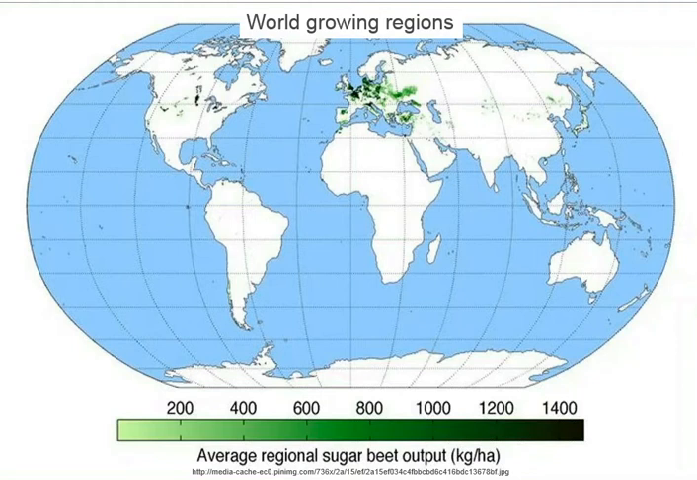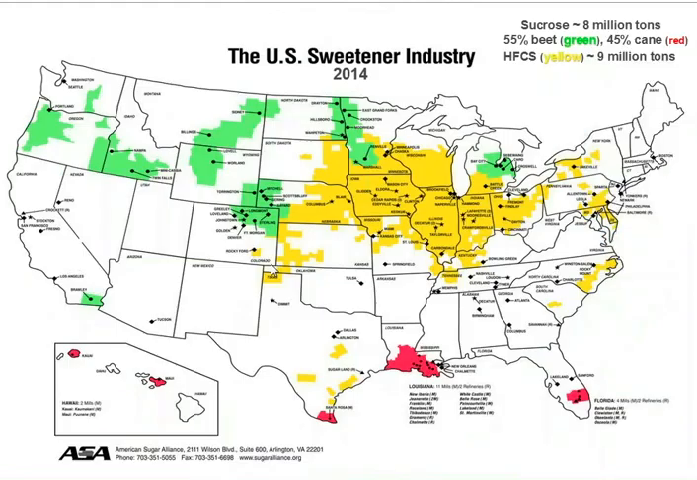Okay, so as far as the world goes, this is mainly a European crop. So you can see all across Europe, especially France and Germany, are the major growing regions. There are small dots in China, northern China, and then in the U.S. I'll get back into that a little bit, and then in Chile. So those are the major world growing regions.